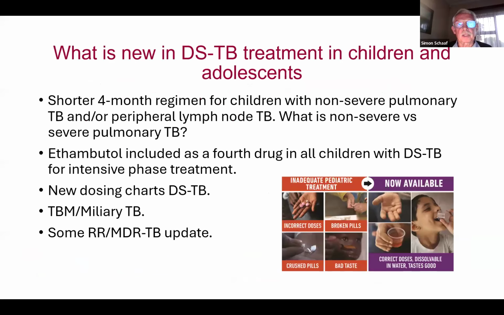But mainly, I think for these guidelines, it's a shorter 4-month regimen in children with non-severe pulmonary tuberculosis, and also those with only peripheral lymph nodes, or peripheral lymph nodes with non-severe pulmonary tuberculosis. I'm just going to touch on Ethambutol, why it's included now in the intensive phase of treatment, and the new dosing guidelines for both drug-susceptible and drug-resistant tuberculosis, and then also on tuberculosis and tuberculosis meningitis and miliary tuberculosis.